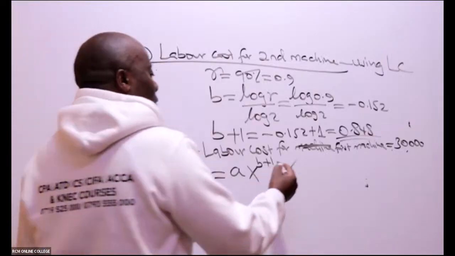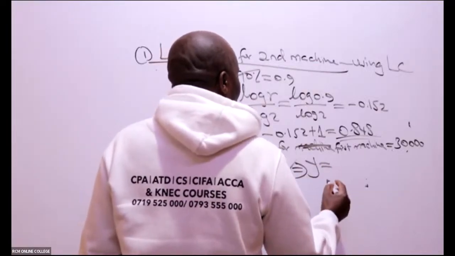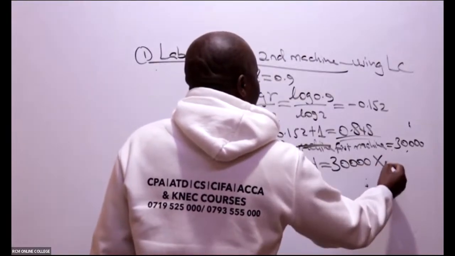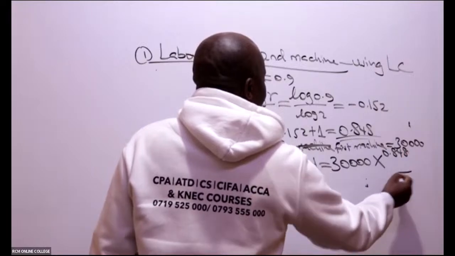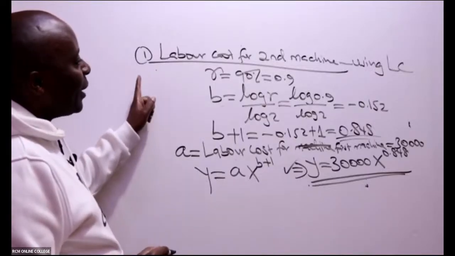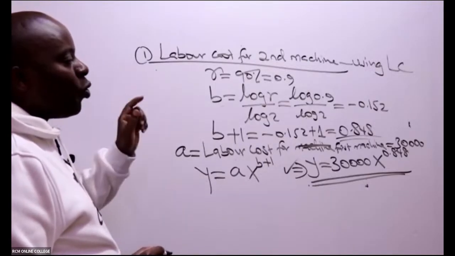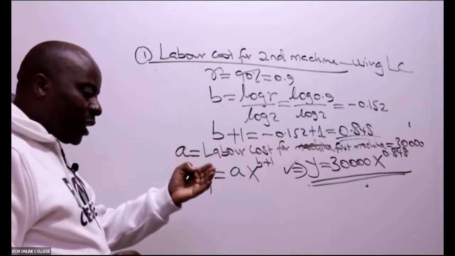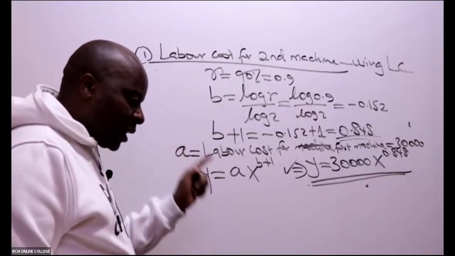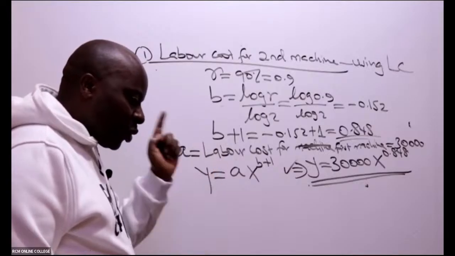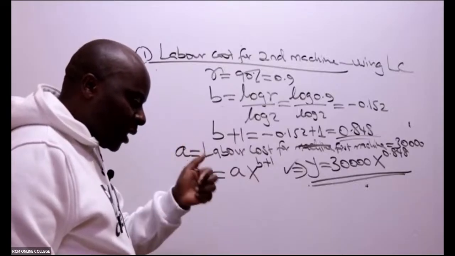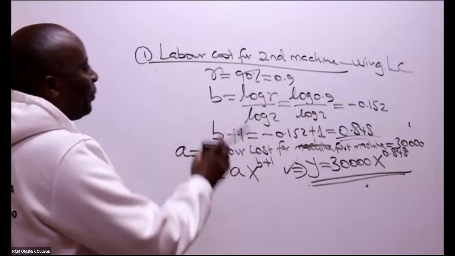Therefore, ladies and gentlemen, our y will be equal to A, which here is 30,000, times x raised to 0.848. That is our equation. Now these people want the labor cost for the second machine. They don't want the first two machines, but the second machine. I'll remember very fast that there is some expansion to be done because they are looking for a particular positional machine, so this has to be expanded.